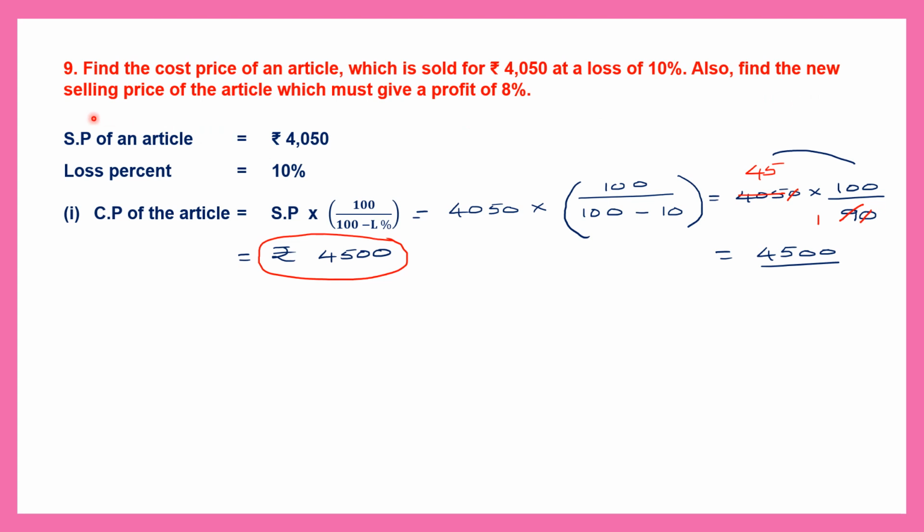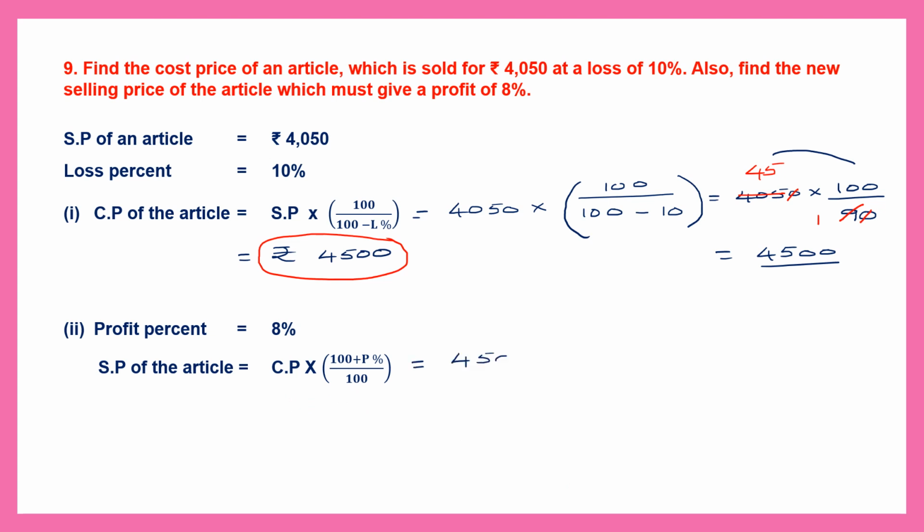The new selling price. Okay, so we have the cost price and we have a profit percent. We have to find the new selling price. So let's write what's given. Profit percent is given to us. Cost price also we just found out. So we're going to find the selling price using this formula. So let's work that out. Cost price is 4500 into, in brackets we write 100 plus profit percent, which is 8, divided by 100.